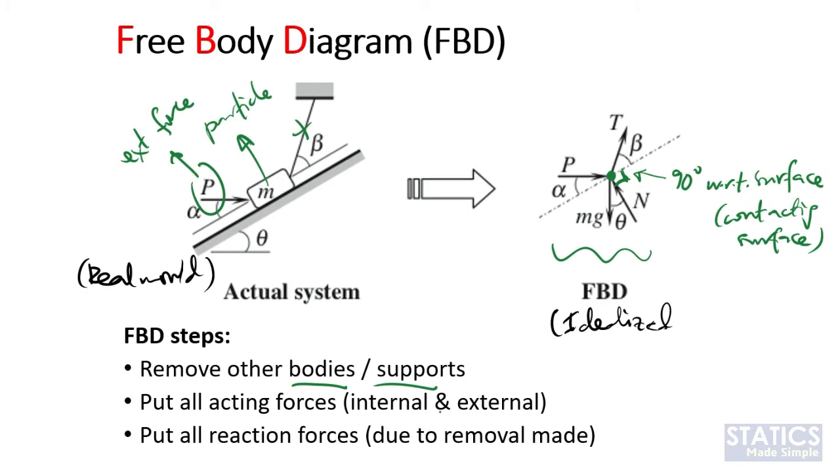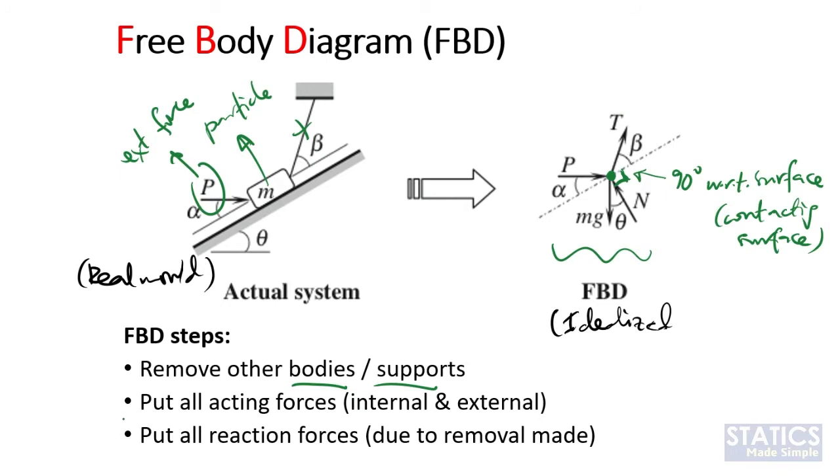And then we have internal forces as well. Those internal forces can be in terms of the weight. The weight is always there since we have a mass attached to the block. If we don't have mass, then we don't have weight. And then we need to put all the reaction forces due to any removal made. When we remove our support or our external bodies, we have to replace it with forces. So when we remove this slanted surface, we have to replace it with normal force N. When we remove the cable, we have to replace it with tension coming from this cable.